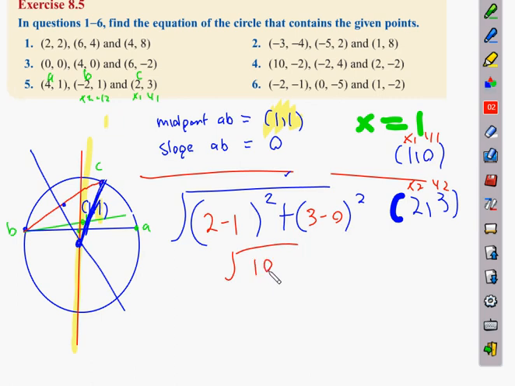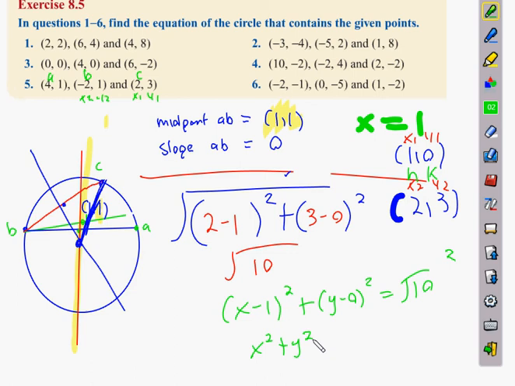Okay. This is the centre of the circle, so we can call it h and k. And what our answer could be is x minus 1 squared plus y minus 0 squared equals root 10 squared. And then if you want to expand that, it's going to be x squared plus y squared minus 2x plus 1 equals 10. Bring over the 10, you get minus 10. And then the plus 1 and the minus 10 goes to minus 9. That's the answer in the back there.